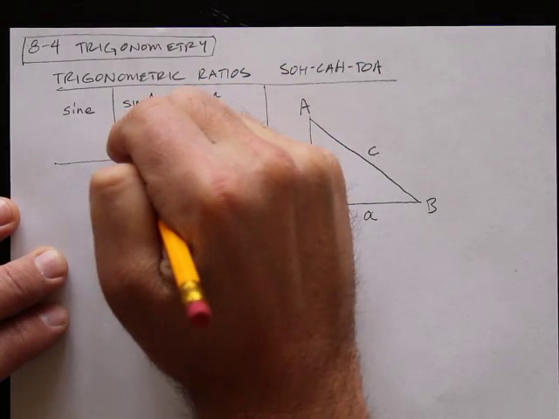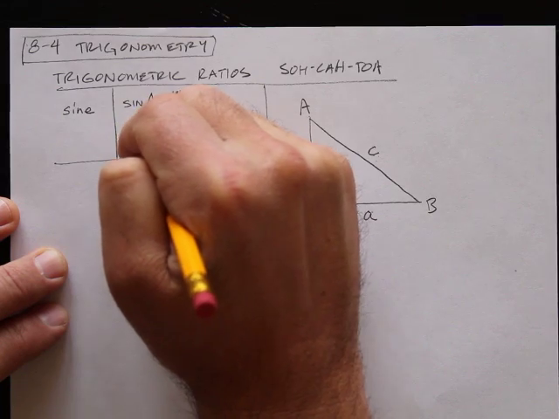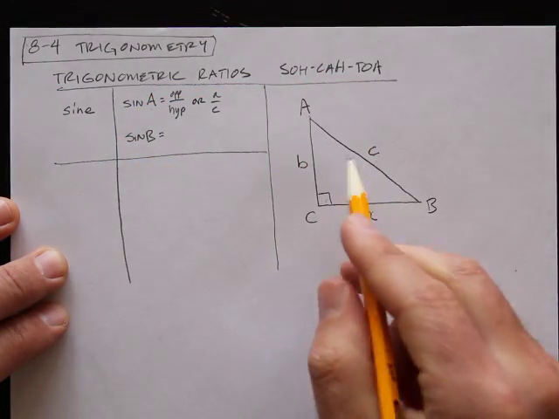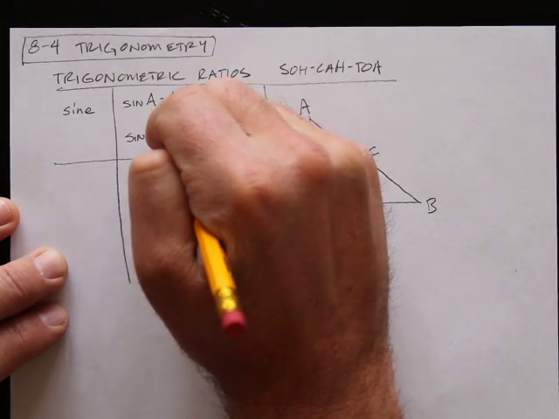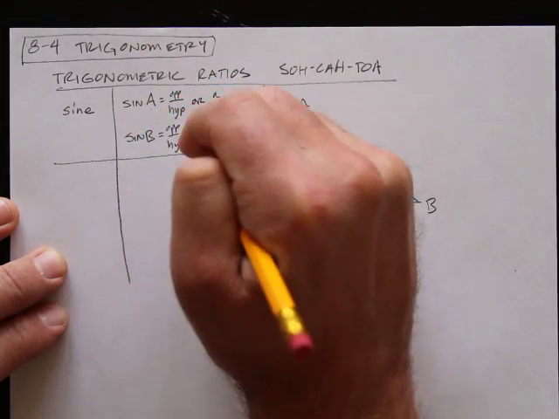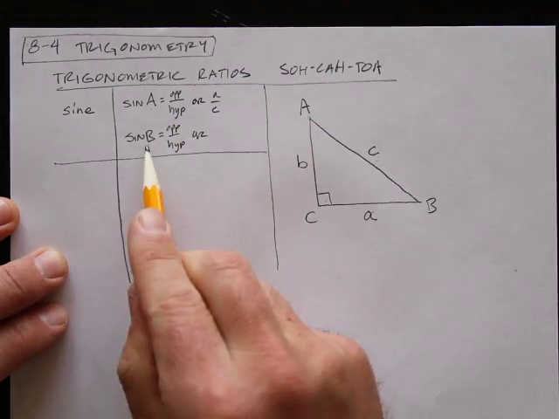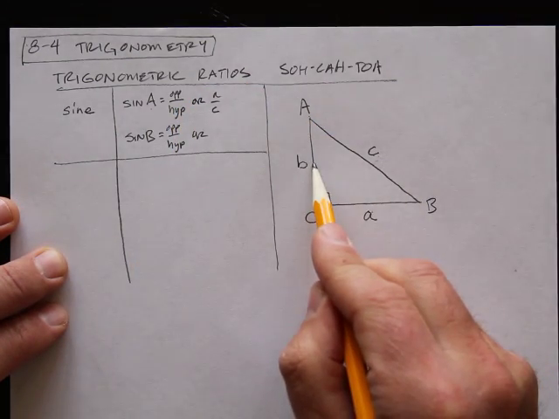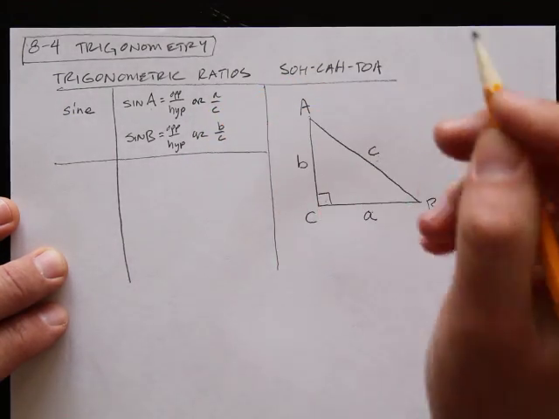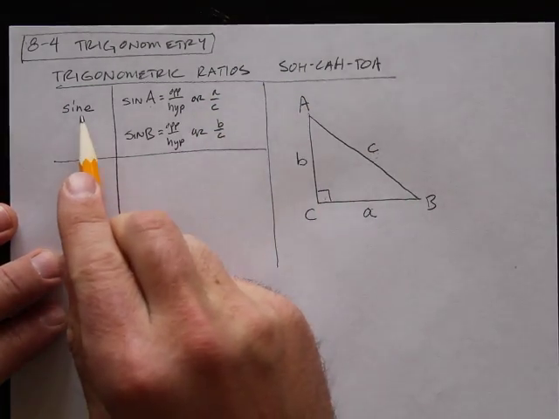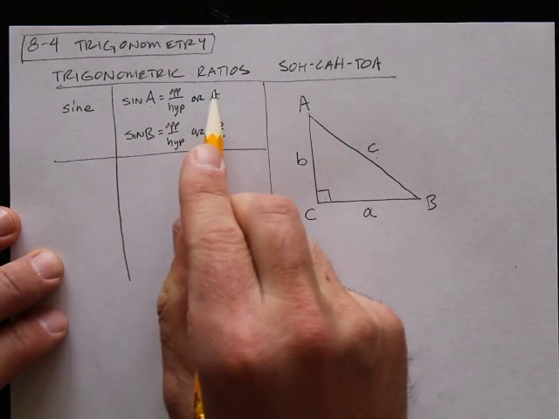Sine of B is opposite over hypotenuse. Still, sine is always opposite over hypotenuse. And so the sine of B is opposite, which is B, over hypotenuse, which is C. B over C. Okay, so sine is one trigonometric ratio.